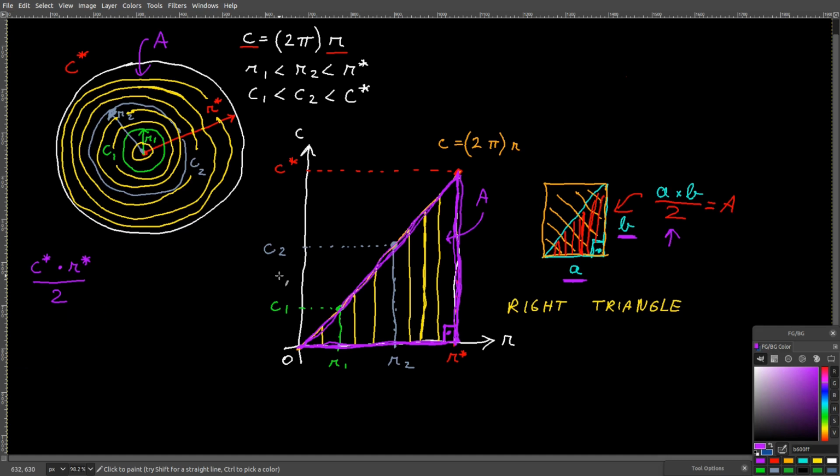However, don't forget that C star can be written like this: 2 pi times R star. Therefore, I can write 2 pi R star, which is my C star, multiplied by R star and divided by 2. I can then cancel out the 2's, and I will have pi times R star, or simply pi times R star squared. And that's the area of our right triangle.